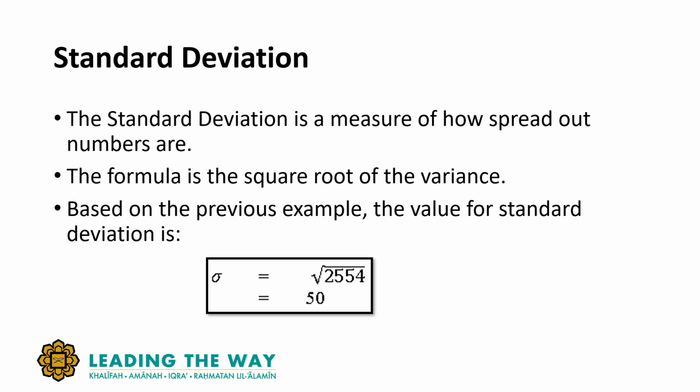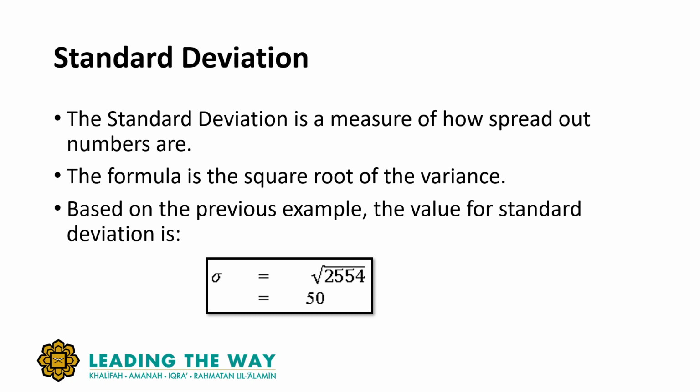Another statistic in Python is the standard deviation. The standard deviation is a measure of how spread out numbers are. So the formula is the square root of the variance. In our previous example, the value for the variance is 2554, and then you take the square root of the value, so you will get the answer, which is 50.